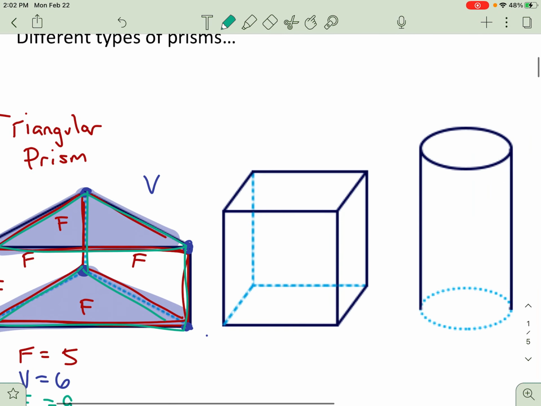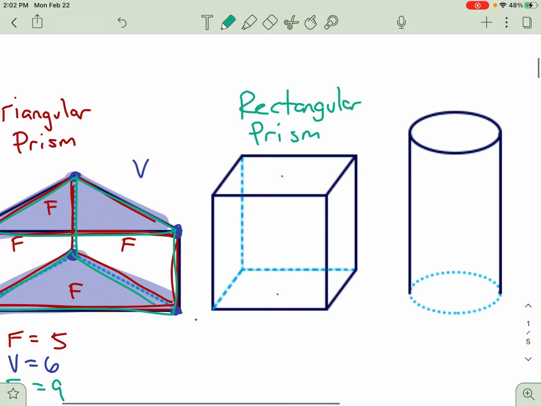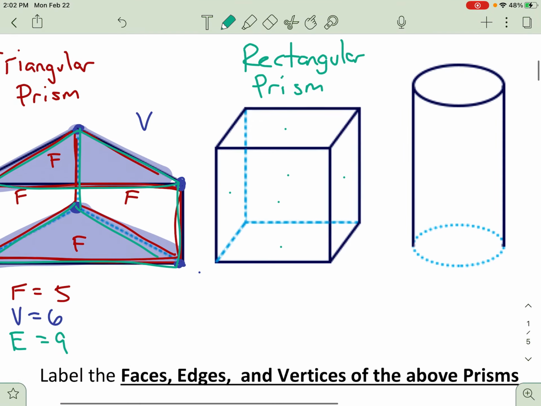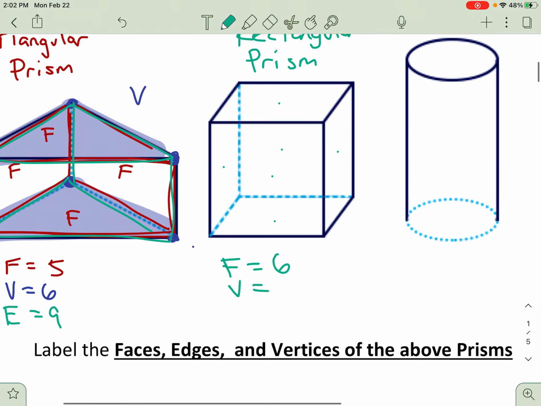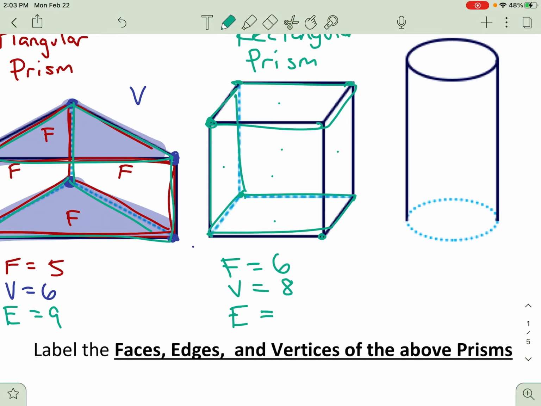Okay, this next shape is called a rectangular prism. It's got 1, 2, 3, 4, 5, 6 faces. It's kind of like a cube, right, or a Rubik's Cube that you guys see me playing with in class. Vertices, it's got 1 at each corner: 1, 2, 3, 4, 5, 6, 7, 8. So there are 8 vertices. And the edges, of course, there are the 4 up on top, 4 on the bottom, and then 4 along the side. So there are 12 total.